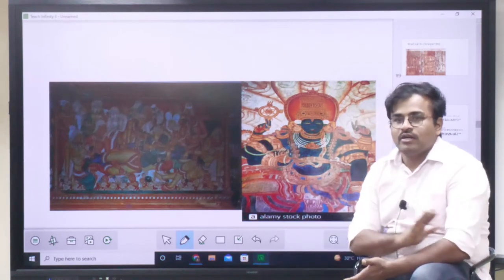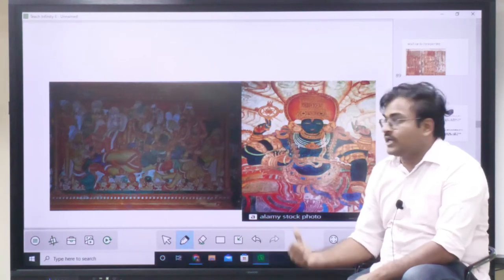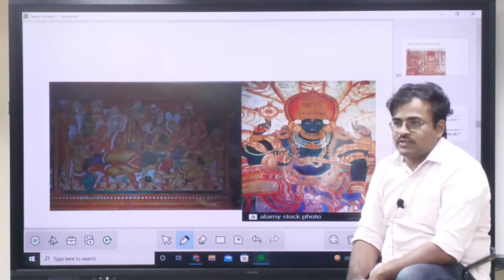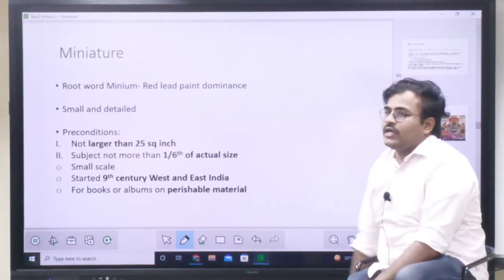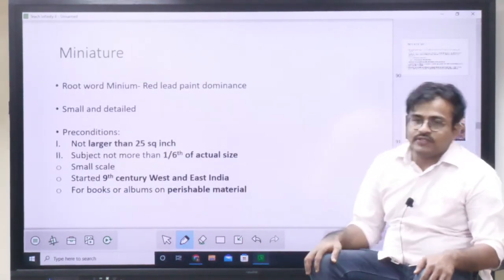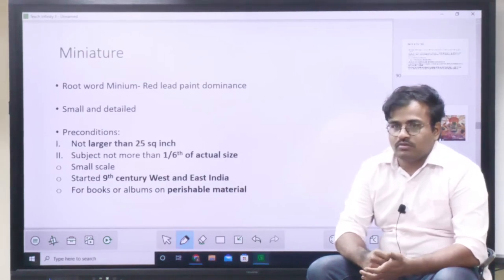So this finishes the mural tradition of India. We started from Ajanta and we ended in modern times with these Kerala murals, and these are important painting traditions of India. Now we'll move to the miniature technique. Any questions still here? Doubts? Any questions? Doubts? No. Okay.